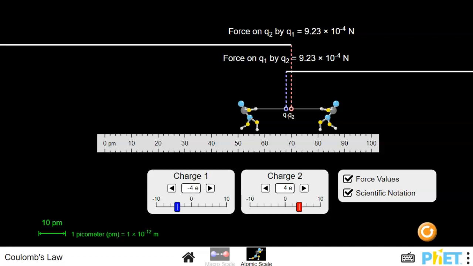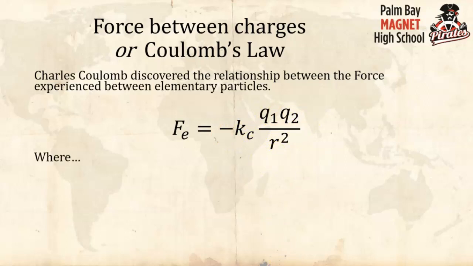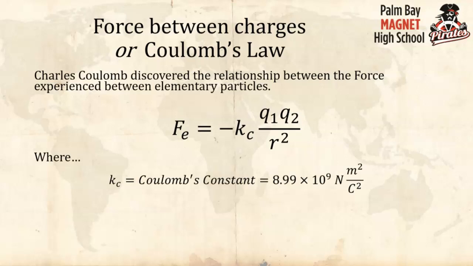So this all comes together in a lovely law called Coulomb's law. Coulomb came up with the relationship between the electric force between charged objects, and this is the equation. The electrostatic force is equal to negative k sub C times Q1 Q2 over r squared. So what do these things mean? k sub C is Coulomb's constant, 8.99 times 10 to the power of 9 newton meter squared over coulomb squared. This is just a number that makes sure that when I put these values in as coulombs, this in as meters, it spits out my newtons.